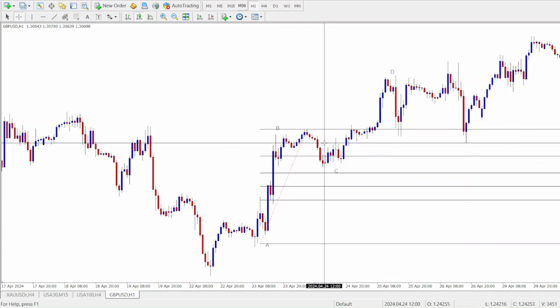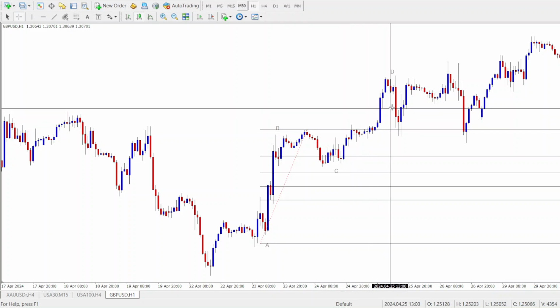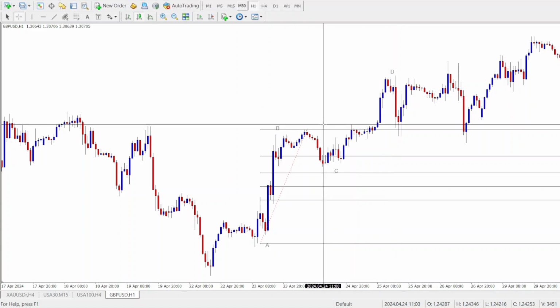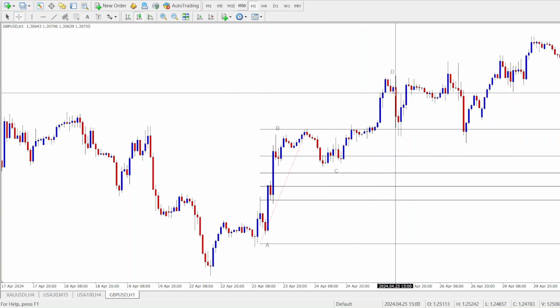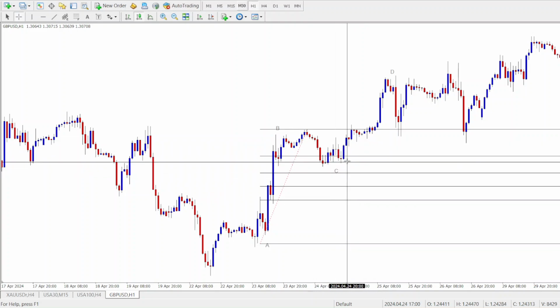Then from C, which should be the lowest point, C being 11 o'clock on the 24th. So where is the highest point on D? It should be around here, to 15 o'clock the next day. 11 o'clock to 15 o'clock. You can see this was 28 hours. So that was an additional 8 hours.